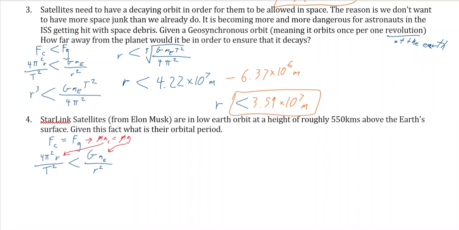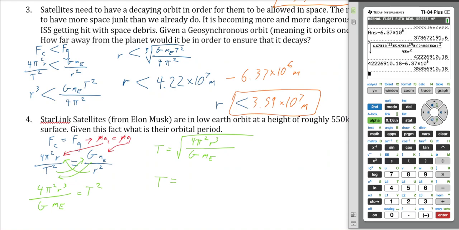Now we're going to solve for T squared, and this should be equals. So we move that over, move this over, and move this down. So we have 4 pi squared r cubed over G M_E equals T squared. So T equals the square root of 4 pi squared r cubed over G M_E. So T is the orbital period.